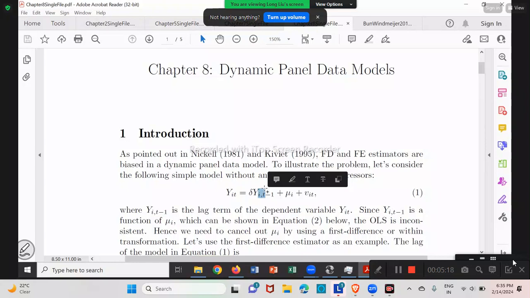I'll show you why in detail. But first of all, biased means this is a first moment problem. First moment problem means our beta hat is already wrong, right? Our estimator is already wrong.